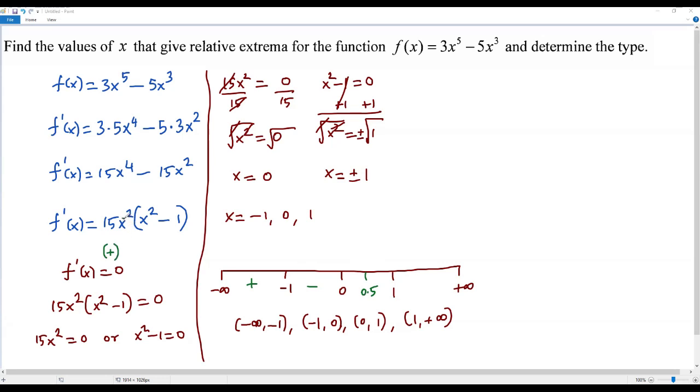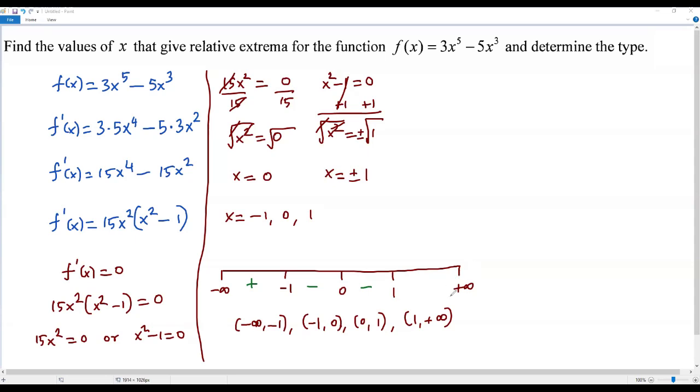When I plug in x equals 0.5 over here, 0.5 squared is 0.25. Again, this one is also positive. When I plug in x equals 0.5 over here, it will become 0.25, and 0.25 minus 1 will become negative. So let me write negative over here. Positive times positive is positive, positive times negative is negative. So in the third interval (0, 1), f prime of x is negative.